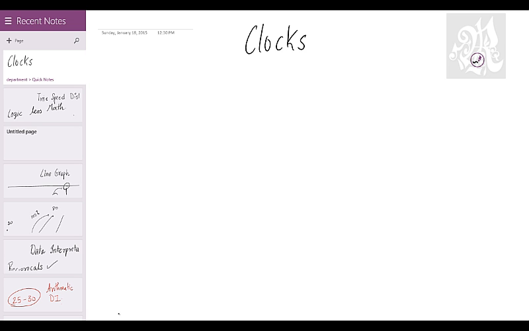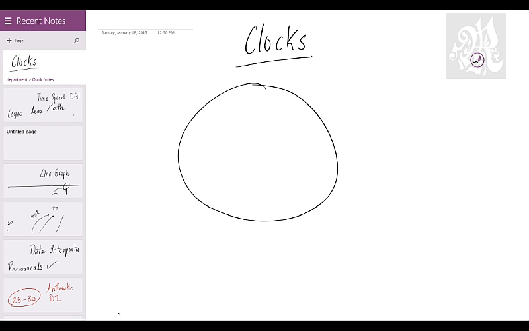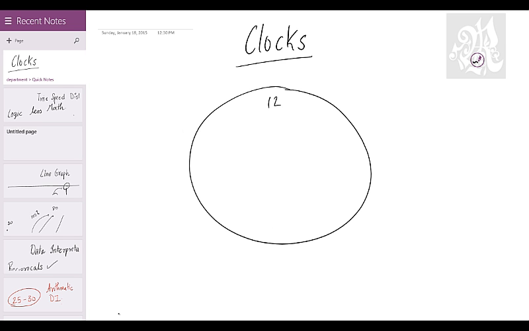Okay. When I speak of clocks, I'm just going to talk about the analog ones, not the digital ones, okay? The analog ones, the circle ones. We have 12, 1, 2, 3, 4, 5, 6, 7, 8, 9, 10 and 11. You know this clock, right? We're not talking digital, we're talking only analog because that's the only thing we need to know in clocks, okay?